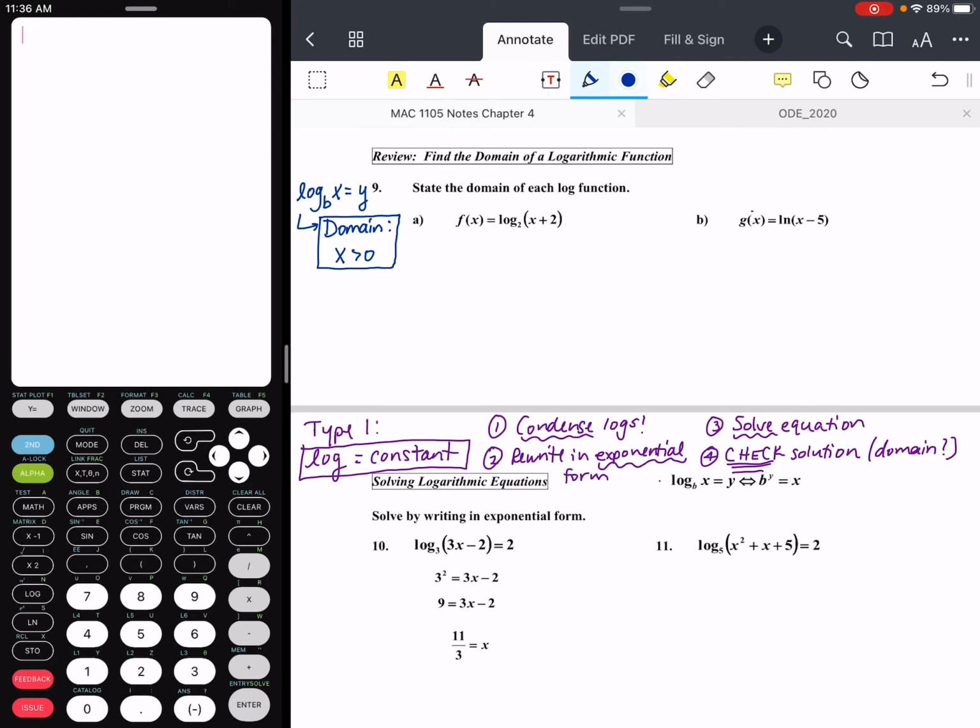Now we'll start talking about solving logarithmic equations, but first we want to do a reminder of finding the domain of a log function, just because that will definitely come into play when we're solving logarithmic equations. So down here for number 9, we're asked to state the domain of each log function. And over here on the left side, I just wrote a reminder, log base b of x equals y.